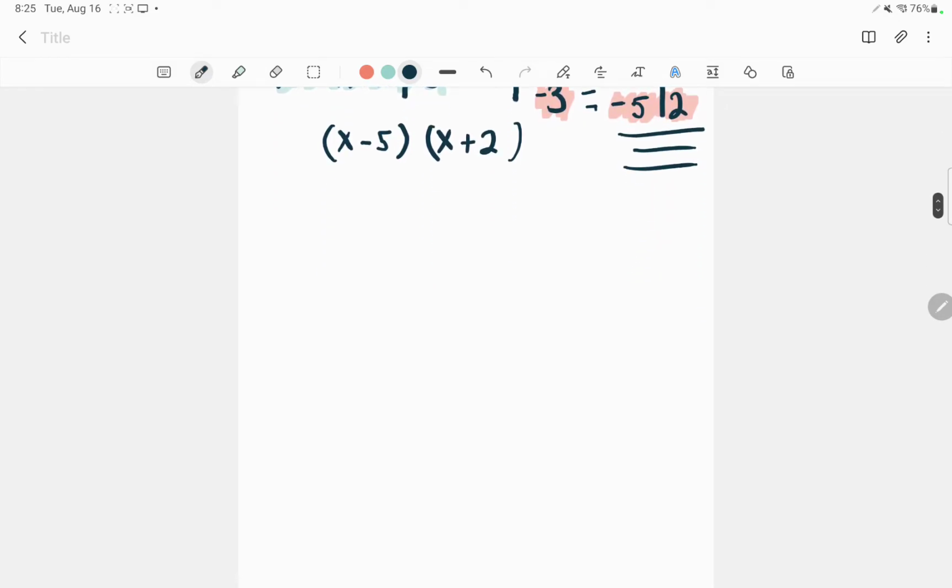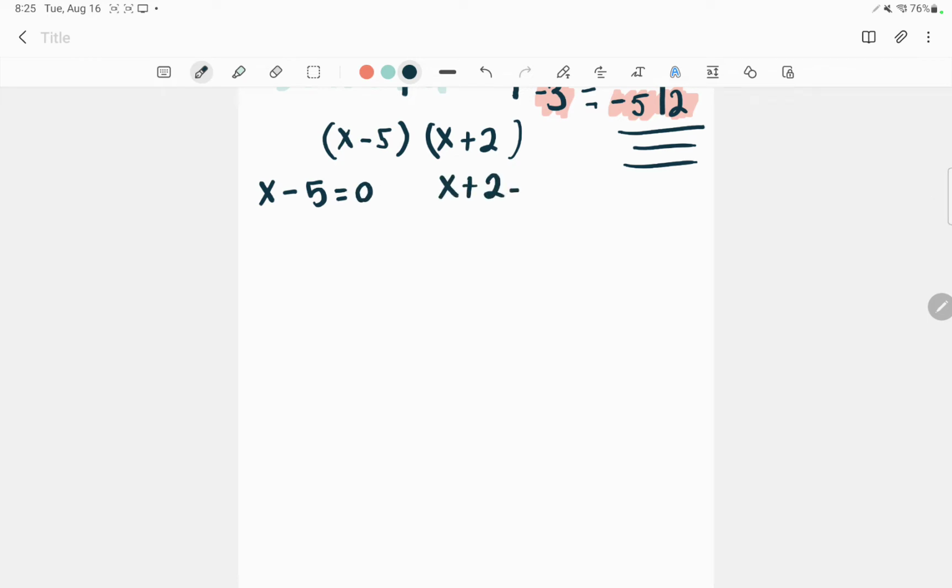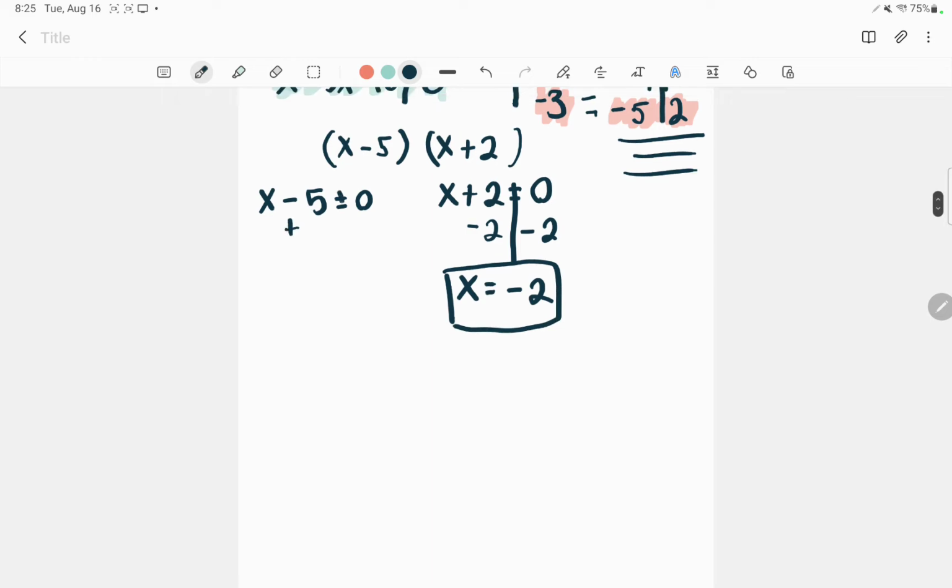Now we're going to keep going, and I need to find the value for x. So I'm going to set both of them equal to 0. So x minus 5 is equal to 0. And over here, x plus 2 is equal to 0. Now all I have to do is solve for x. Minus 2 from both sides, so x is equal to -2. And over here, we're going to do plus 5. So we get x is equal to 5.